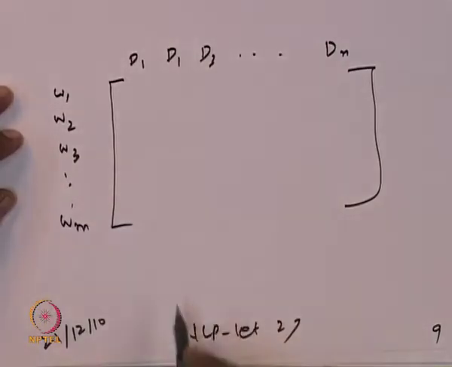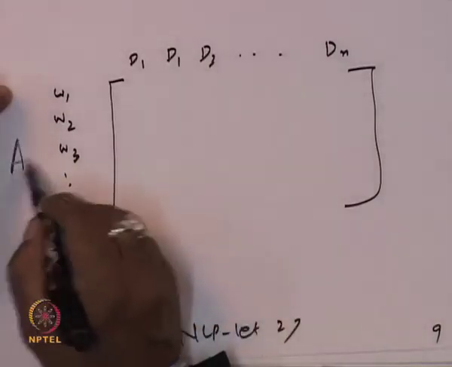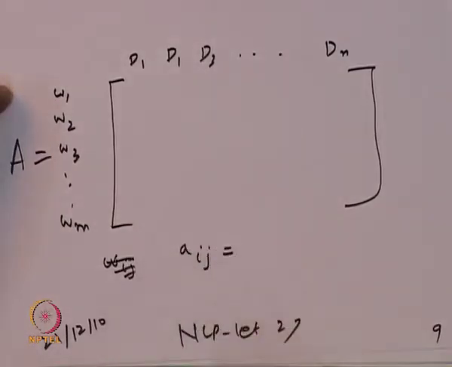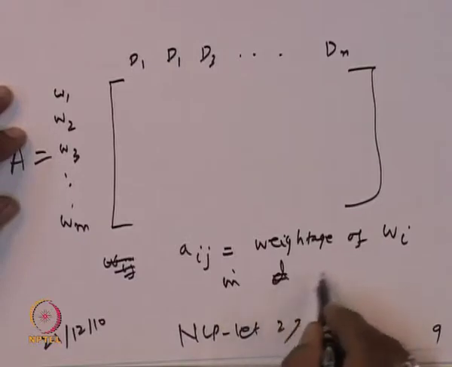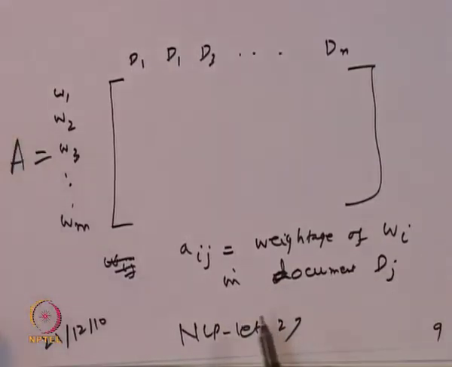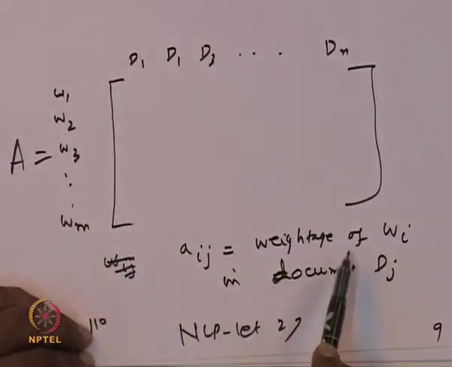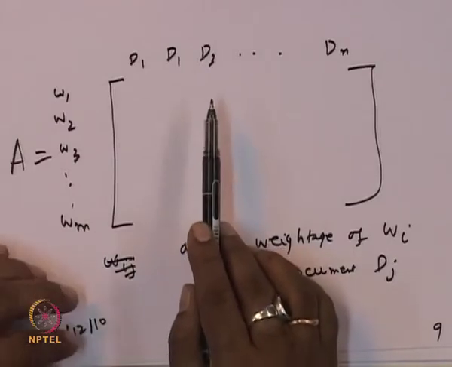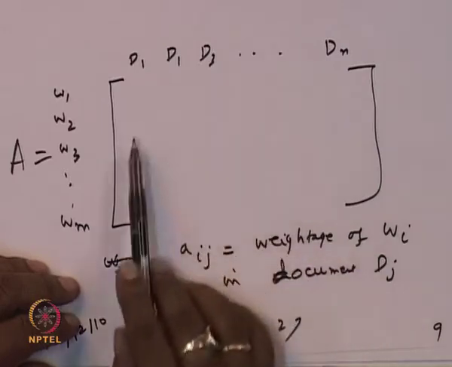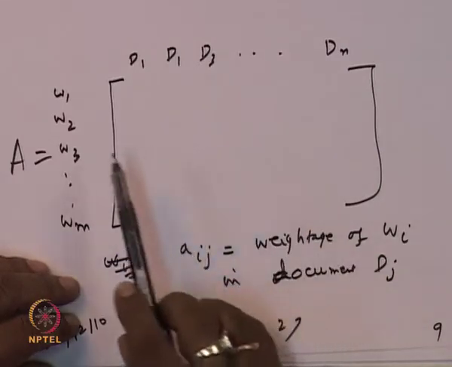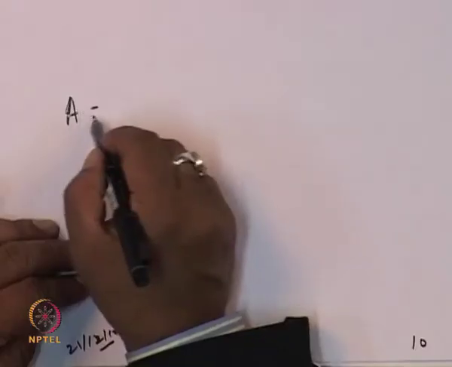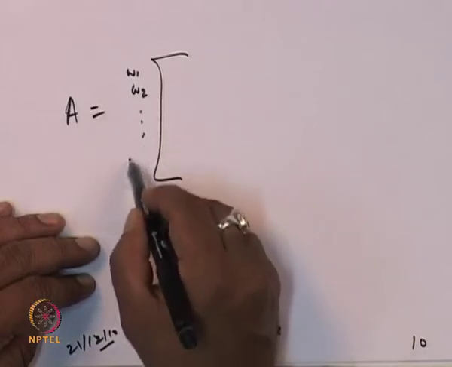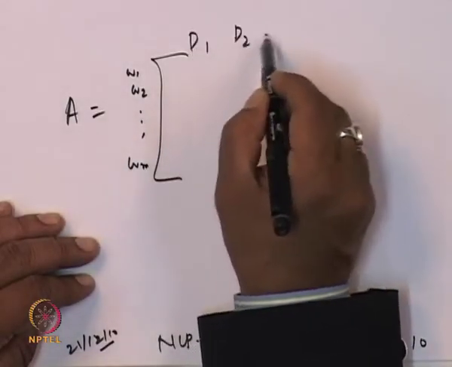Let us call this matrix A. Any element Aij is equal to the weightage of word i in document Dj. Now, if this matrix is only expressing term presence or absence, then it will be filled with ones and zeros. Otherwise, there are different schemes for giving weightage to words with respect to a document. This we can see later. So, this A matrix has rows W1, W2 up to Wm and columns D1, D2 up to Dn.